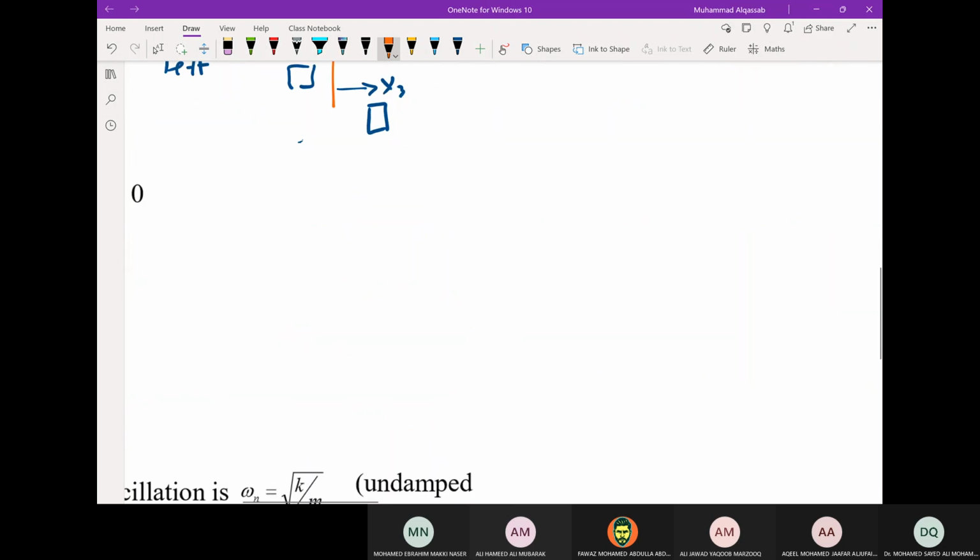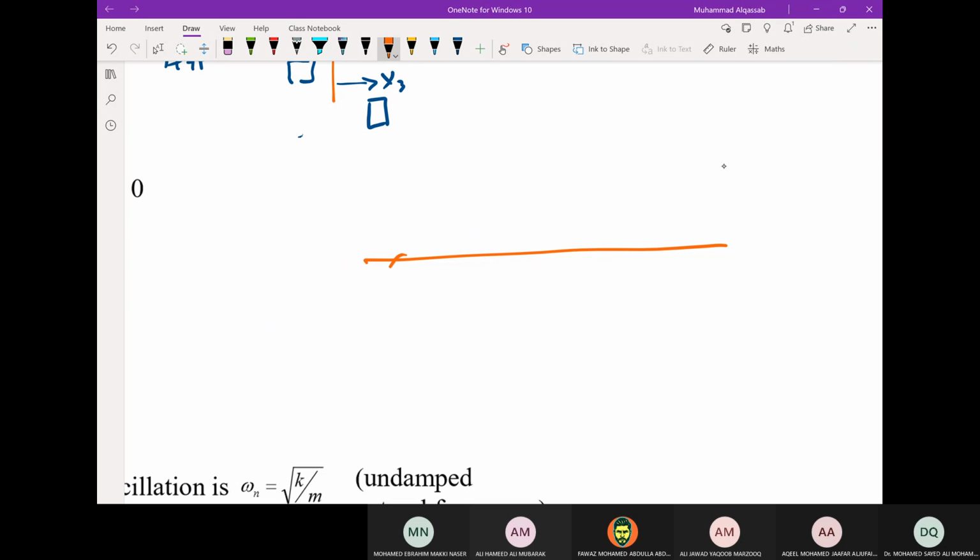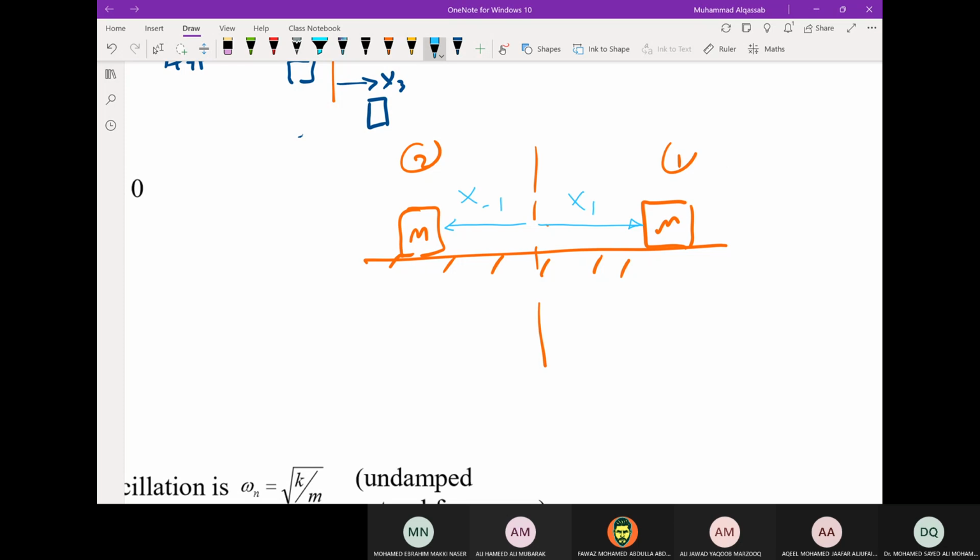Okay, I don't know how to show this. This is the surface. This is position 1, and this is position 2. And here is the equilibrium. The position is x1, and the position here is x of minus 1. Okay, this is the motion from right to left.